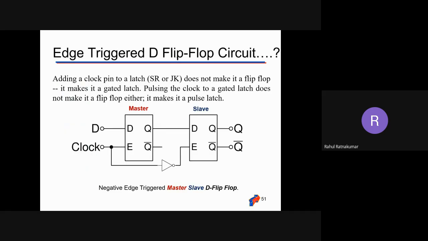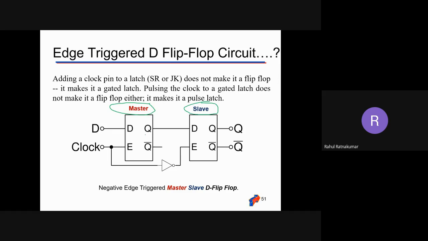So, edge triggered D flip flop circuit. Now how is this happening? How are we able to design a circuit which is edge triggered? Well, logically it seems unclear how it's possible. The main thing is that we have two circuits. Instead of one D flip flop, we need a master flip flop and a slave flip flop.